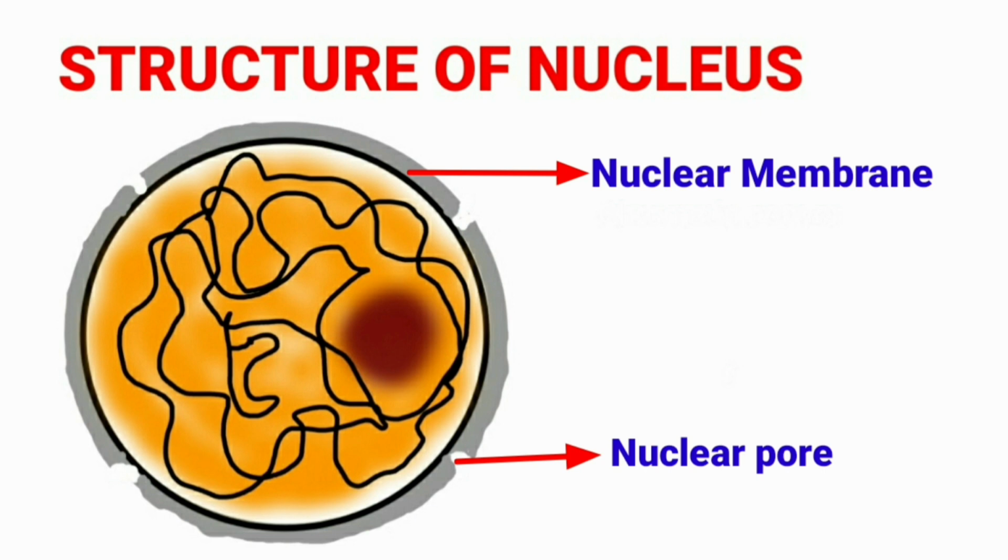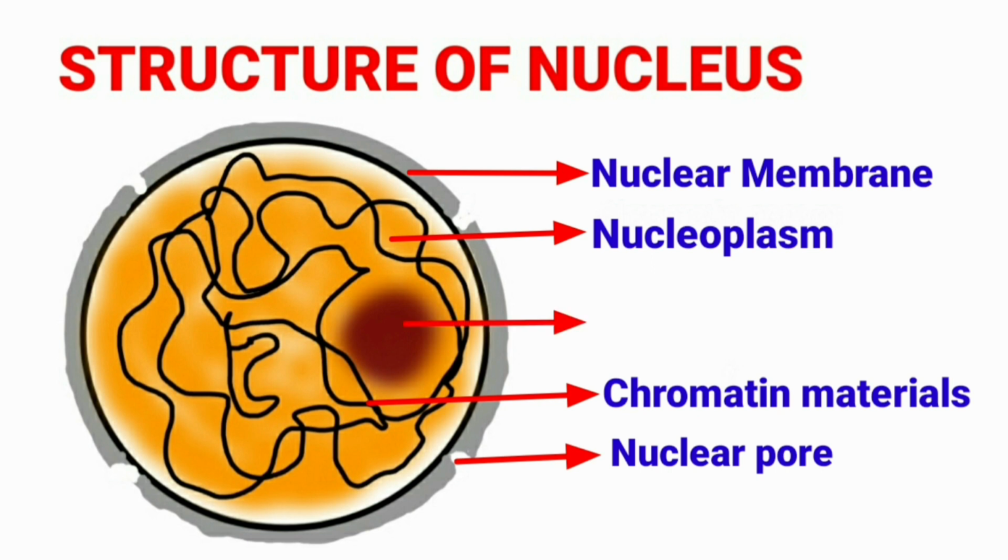Inside the nuclear membrane, inside the nucleus, there is a colorless liquid-like substance like cytoplasm in the cell, which is known as nucleoplasm, which consists of chromatin material and nucleolus. What is nucleolus? It is a round, membraneless structure inside the nucleus, which is made up of RNA and protein. Nucleolus is responsible for ribosome formation.